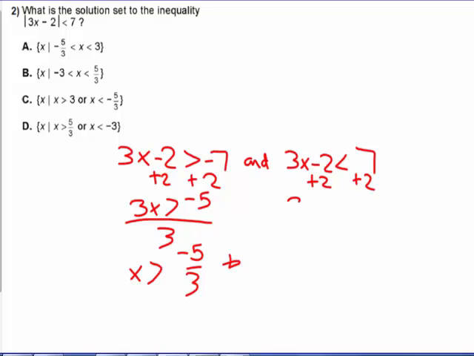So we add 2 to both sides. We get 3x is less than 9. And then we divide everything by 3 and we get x is less than 3. So when you think about the number line, it's got an open circle at -5/3, open circle at 3, and you shade in the middle. So the answer would have to be A.